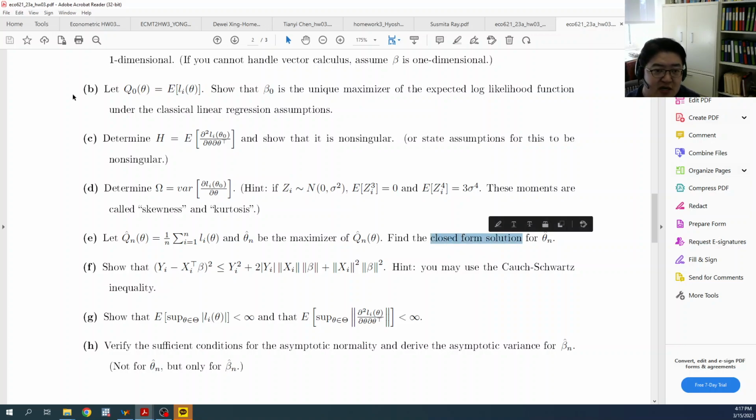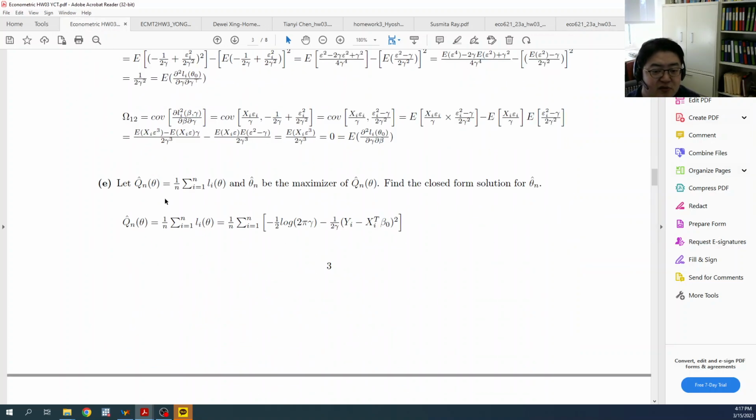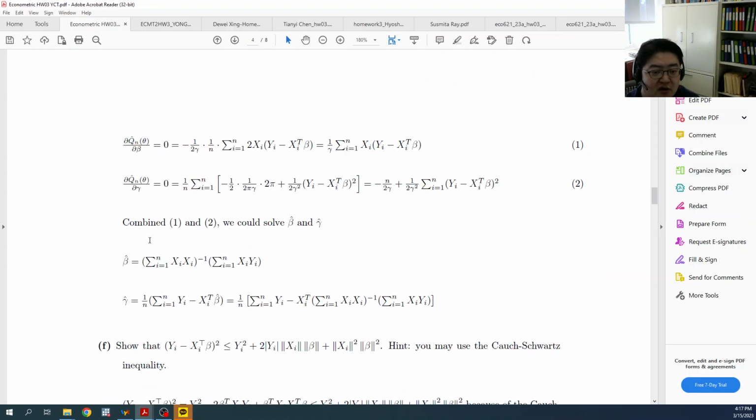Closed form solution means a solution like this. So we are solving for beta hat and gamma hat. When I say a closed form solution, that means you have to write the solution in this form. Beta hat equals something. Gamma hat equals something. Then you can just calculate the right hand side to calculate the estimator. So this is the closed form solution.